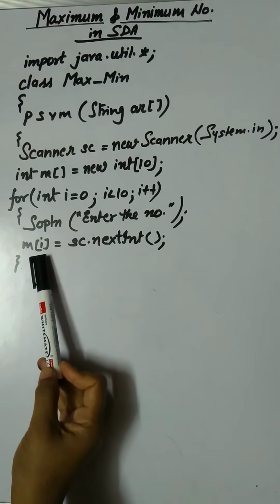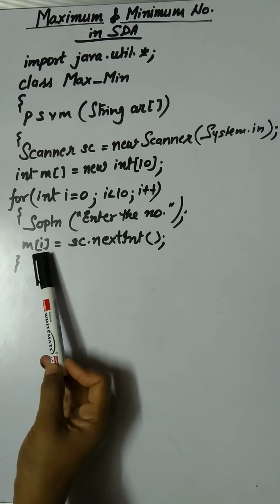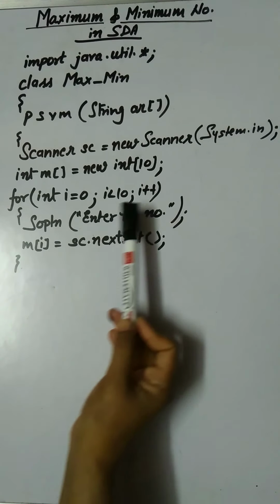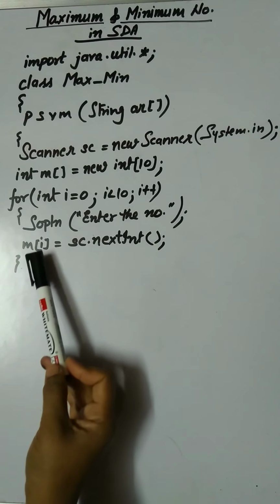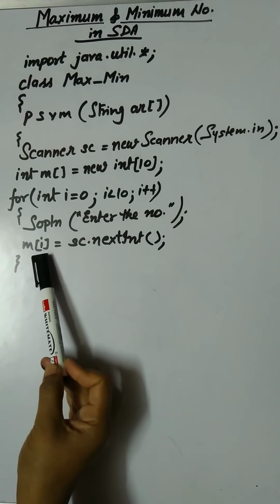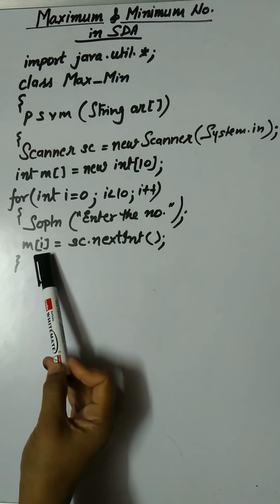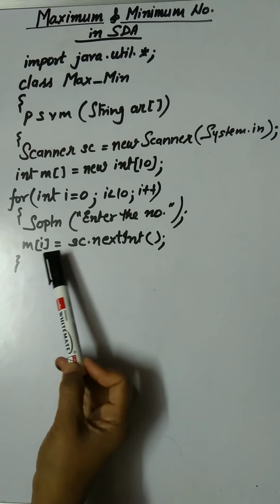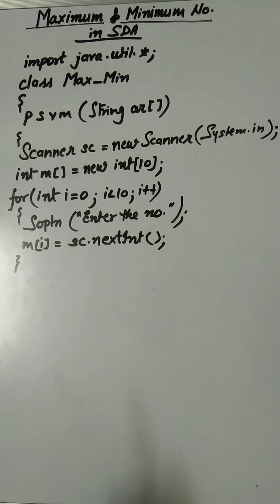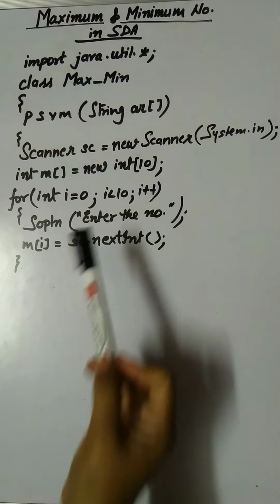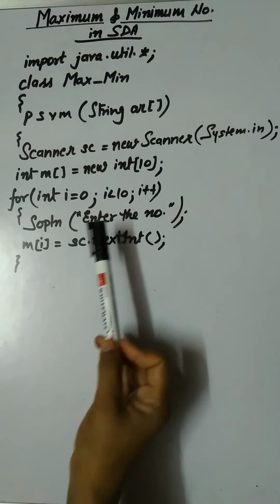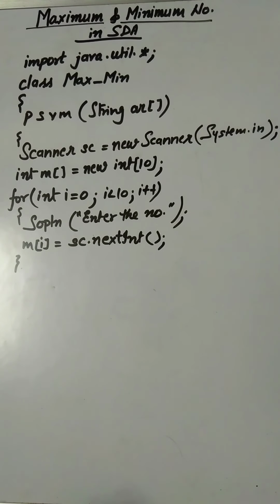So first of all it will take the input for the 0 index number. Next time I value increases, I value is 1. So M of I means M of 1. So it will take the input for the 1 index number. Like that it will take the 10 integer numbers from the user.